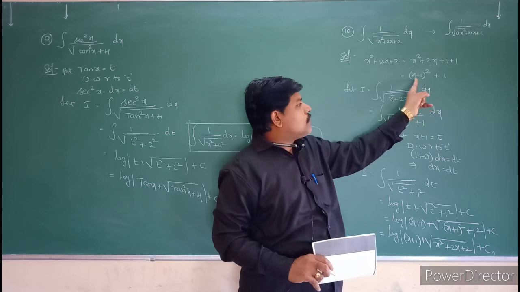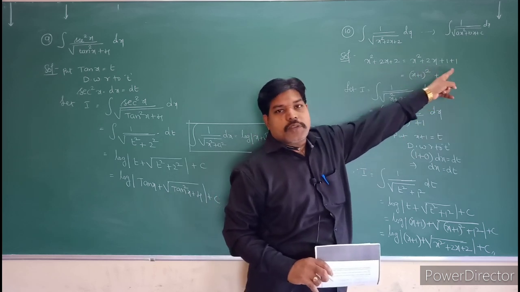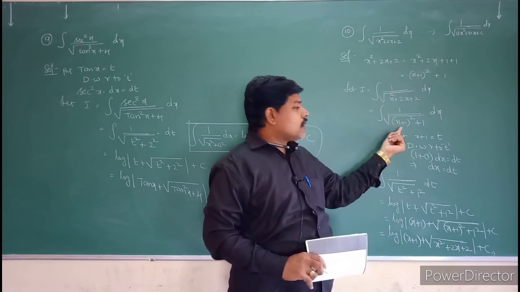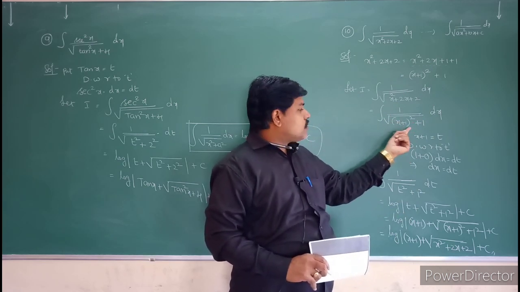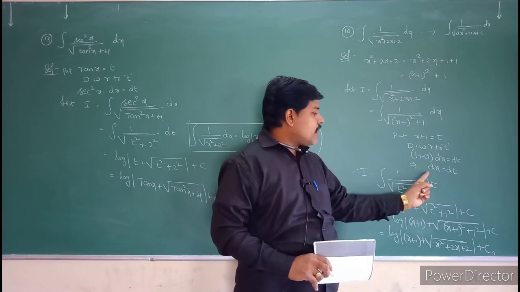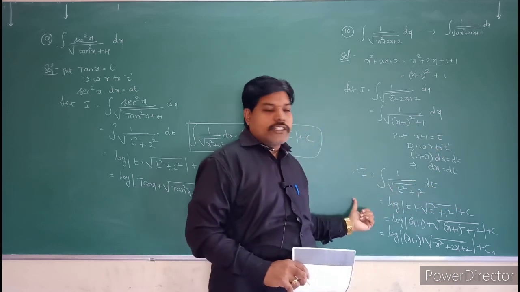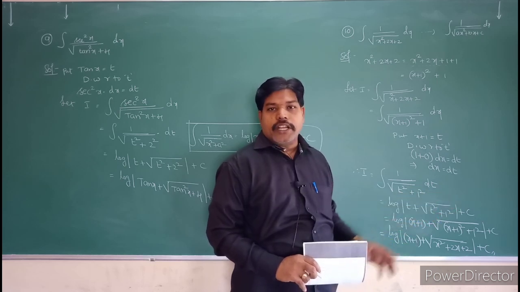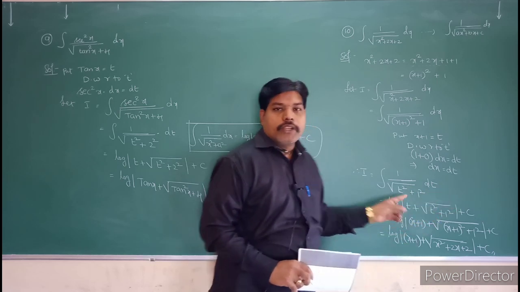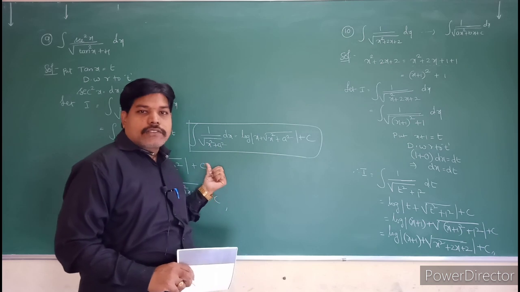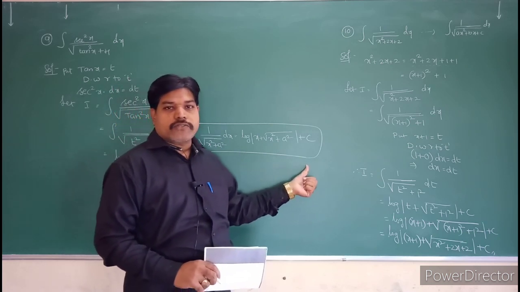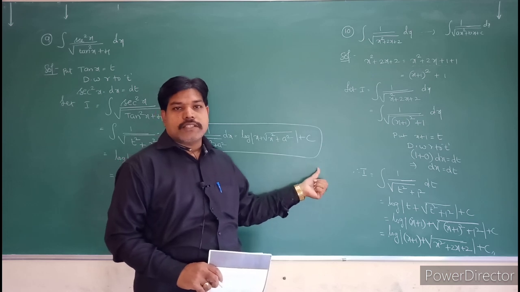Expand that one. x plus 1 whole square is nothing but x square plus 2x plus 1. So it is x plus 1 whole square plus 1. Replace the value: take x plus 1 equal to t, then dx will become dt. Then I is equal to integral of 1 by root of t square plus 1 square into dt. So it is in the form integral 1 by root of x square plus a square, which is log mod x plus root of x square plus a square, plus c.